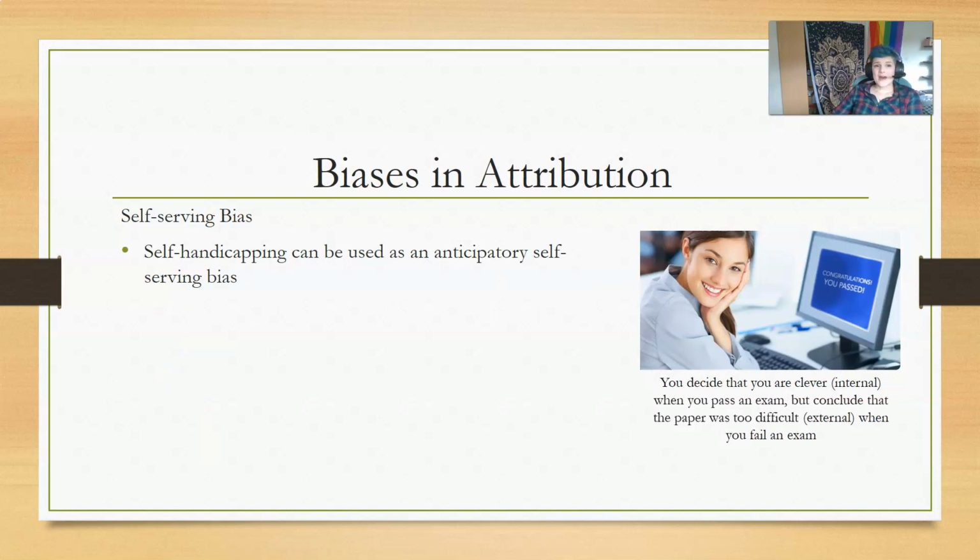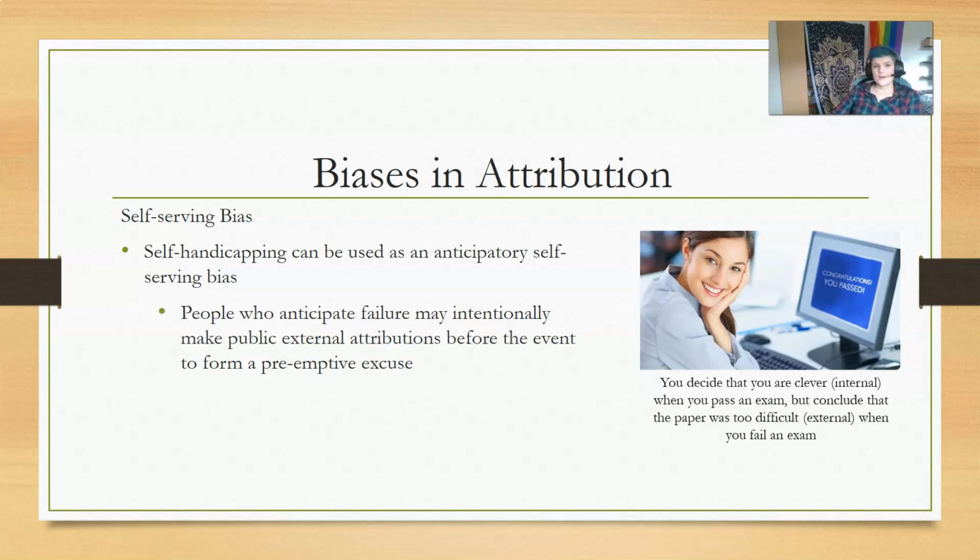Self-serving biases can come hand in hand with self-handicapping. This can be used as an anticipatory self-serving bias. People who anticipate failure may intentionally make public external attributions before the event to form a preemptive excuse. So, for example, if I feel that I'm going to fail an exam, on my way to the exam I might tell my friends that I got no sleep last night and I don't feel very well. Then, when I don't do very well on the test, I can say to that friend that, you see, I was ill and I was tired. So this has given me a preemptive excuse by self-handicapping in the presence of others.